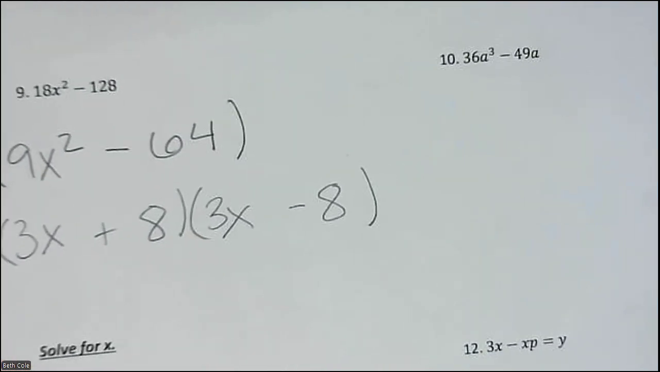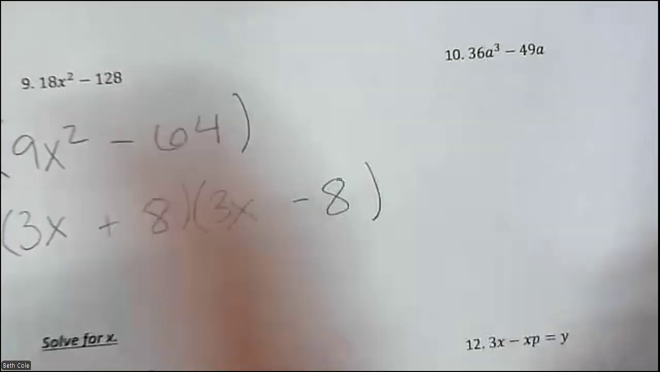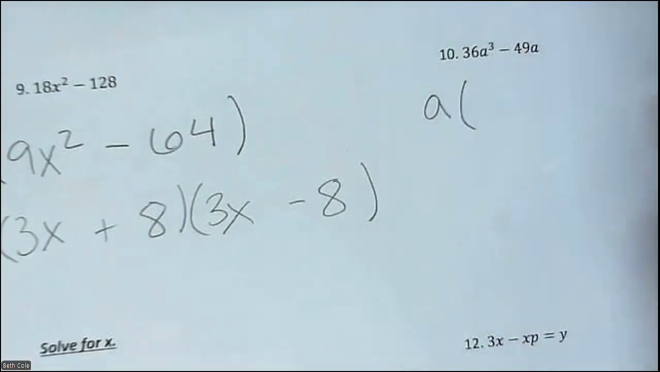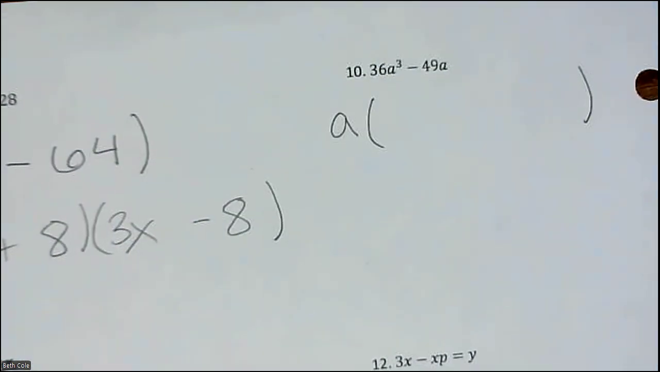All right, well, let's try one more. You need to notice 36 and 49 are perfect squares. Oh, but there is something they share in common. They both have A. So we're going to take out an A. We're going to GCF A out of there.